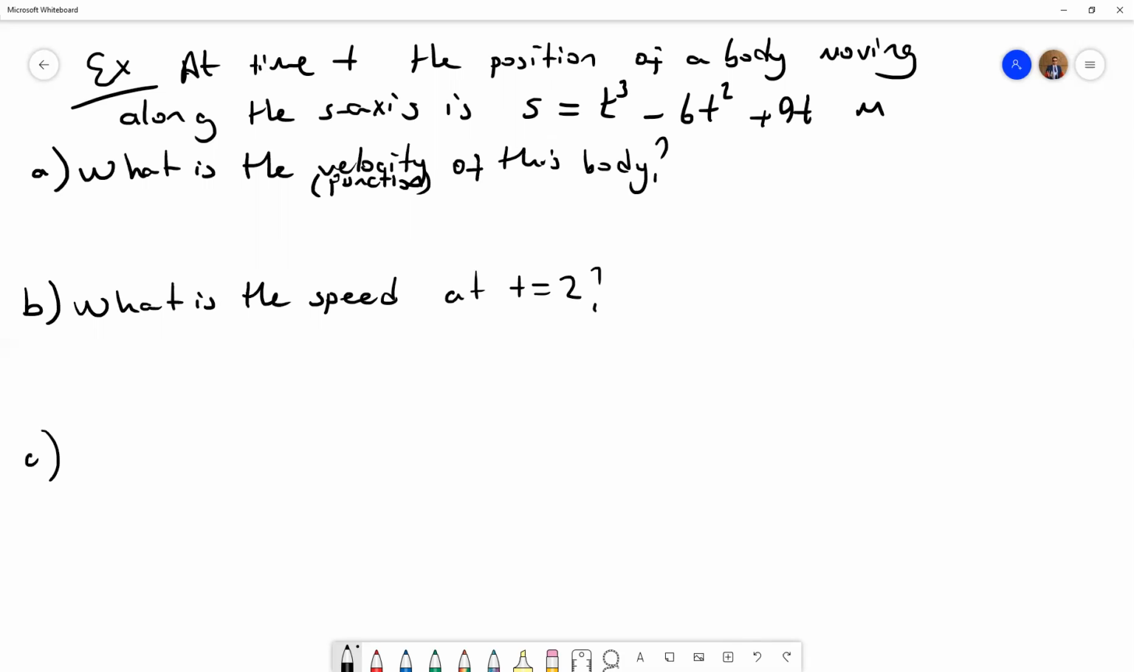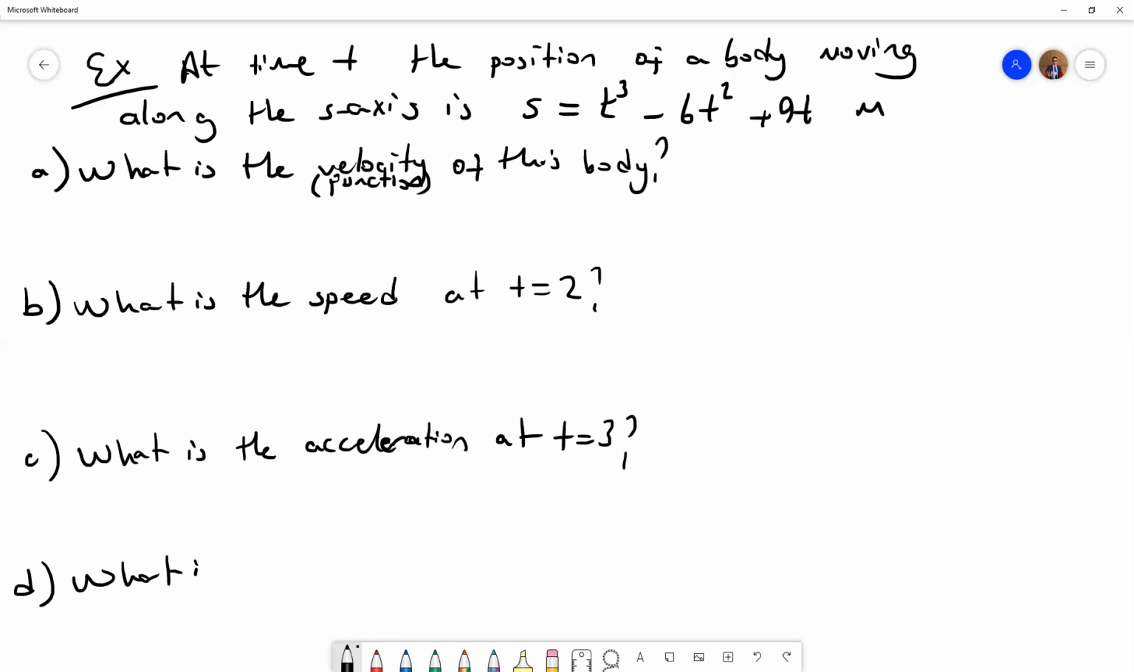And the third question is for part C. What is the acceleration at t equal to 3? And finally, for D, what is the jerk at t equal to 1?